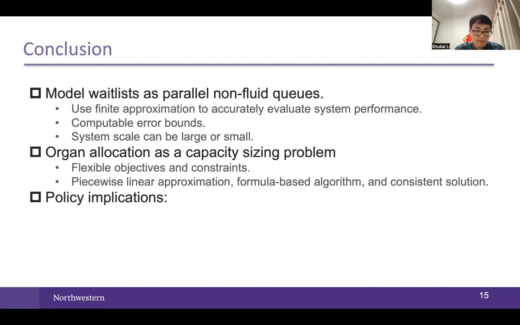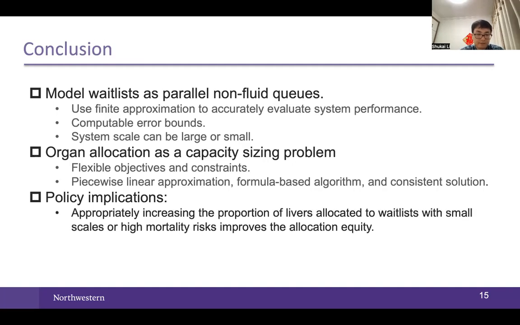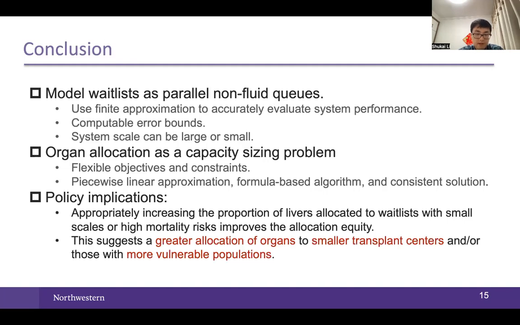Through numerical experiments, we found that a greater allocation of livers to small transplant centers and those with vulnerable populations can improve the allocation equity. Last but not least, although our motivation is from liver allocation, the solution approach developed in this paper can be applied in other operational contexts with similar modeling frameworks.